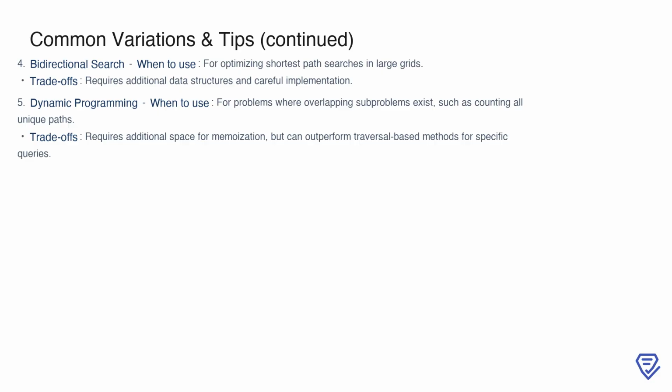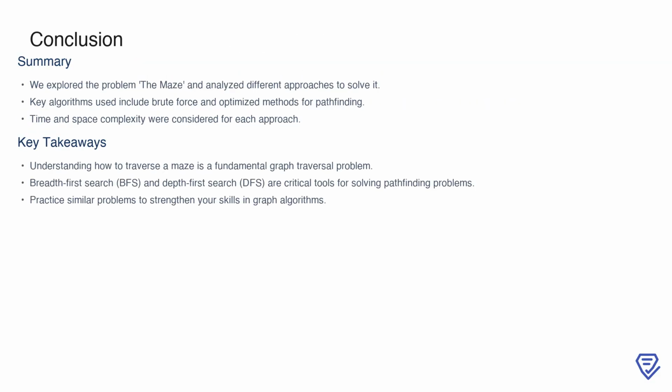Dynamic programming is another powerful strategy, especially for problems with overlapping subproblems, such as counting all unique paths in a maze. It uses memoization to store intermediate results, which can drastically improve performance. However, it does require extra space for the memoization table. Knowing when to apply these advanced techniques can set your solutions apart, particularly in scenarios where traversal-based methods might fall short. By understanding these trade-offs and their use cases, you'll be well prepared to tackle both standard and advanced variations of maze problems.